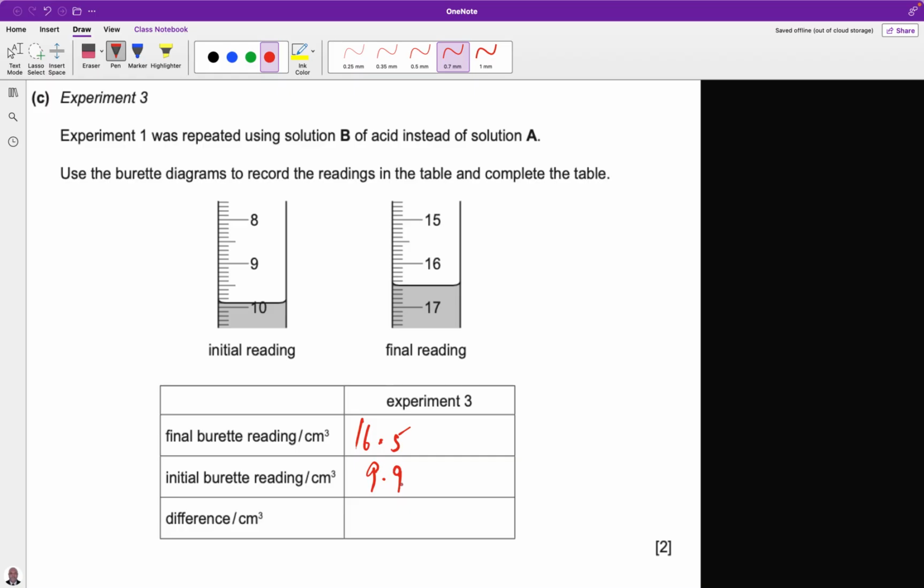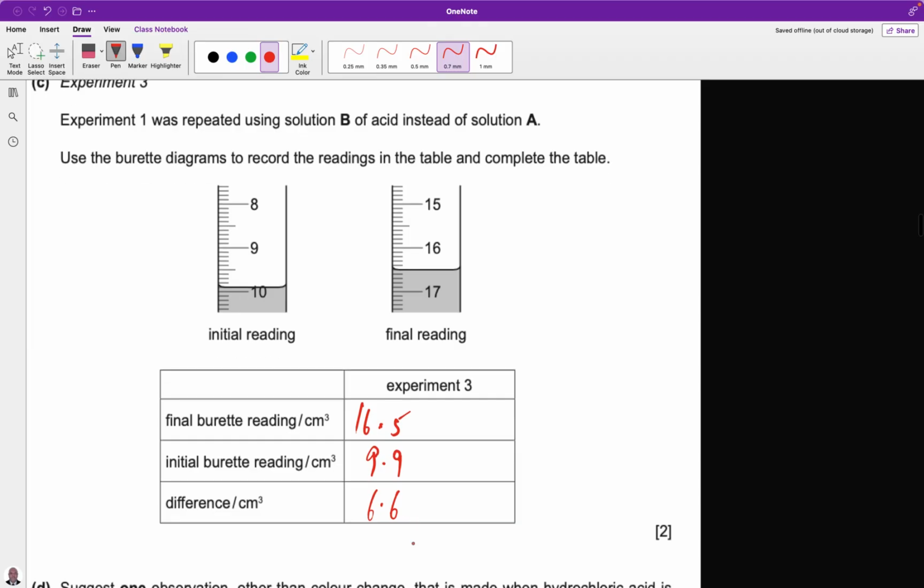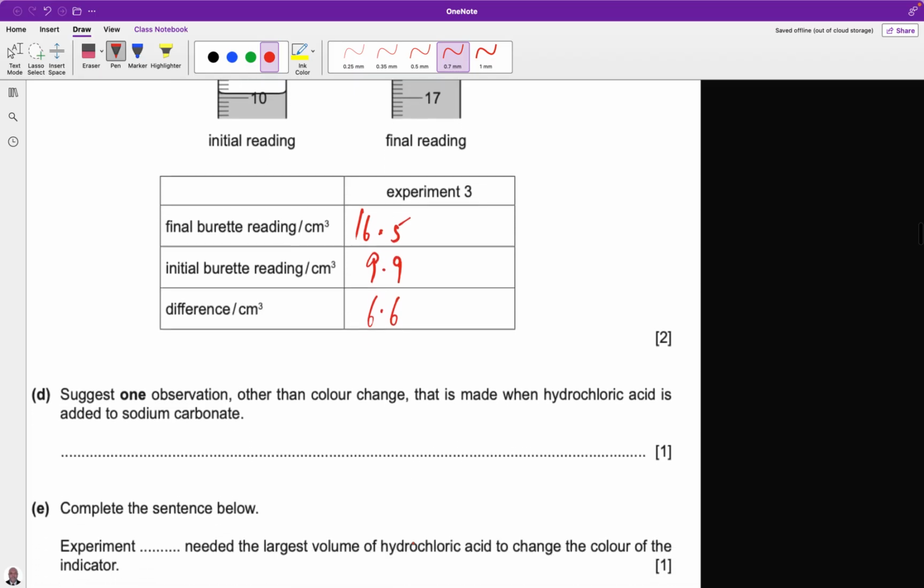What will be the difference? 15 minus 9 will be 6. The decimal here is 10. 6 minus 10 is 6. We add here 1 minus 1 is 0. Our difference is 6.6, all in cm cube. Now, that is 2 marks.